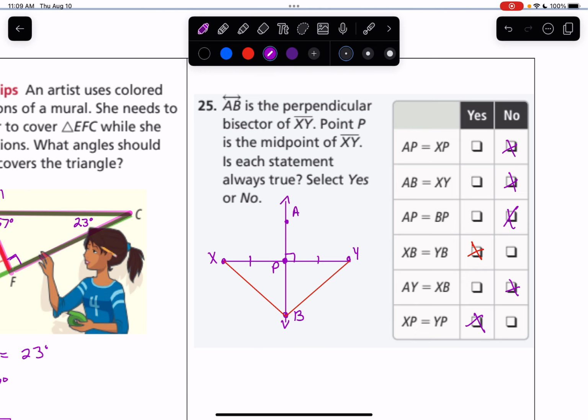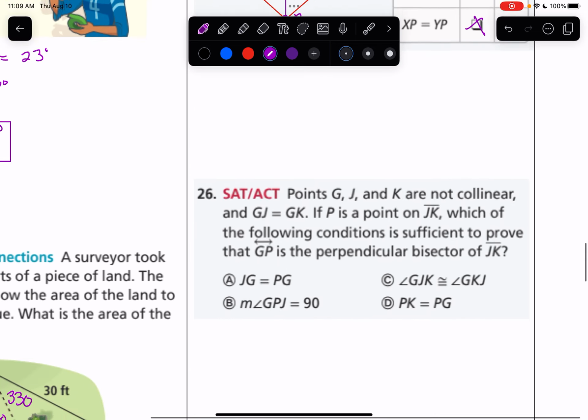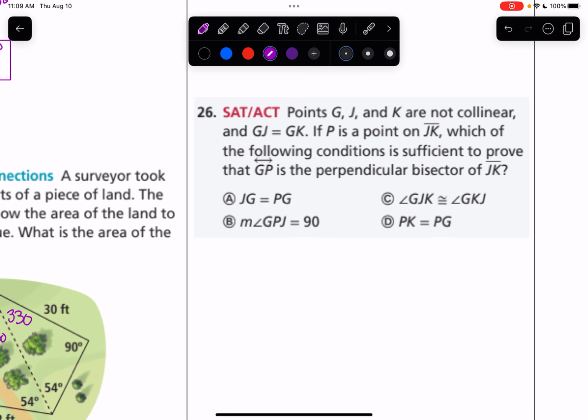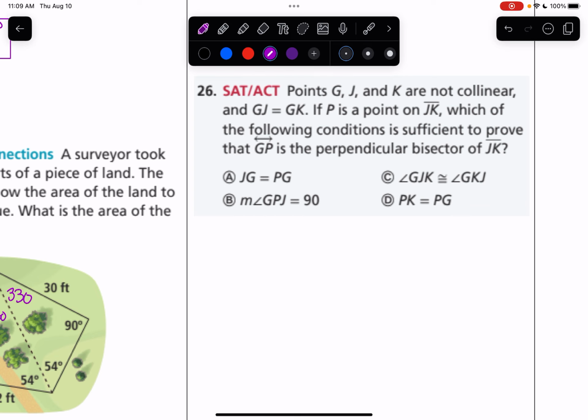All right, and then finally, 26. Points G, J, and K are not collinear, and GJ is equal to GK. So let me draw points G, J, and K. And we'll connect them together. They're not collinear, which means they form a triangle because they're not all on the same line. There we go. So GJ is congruent to GK.